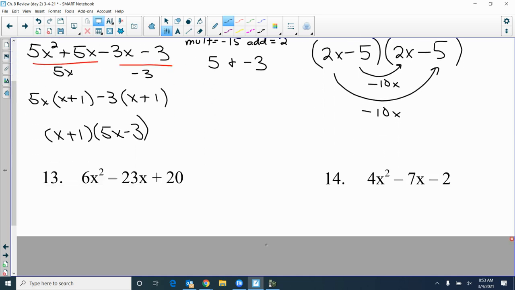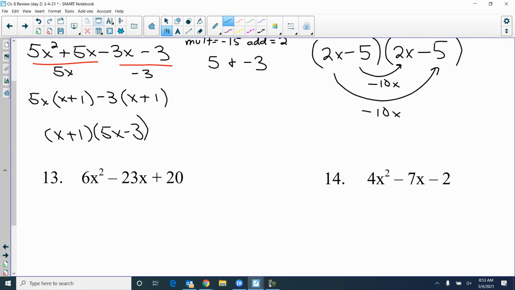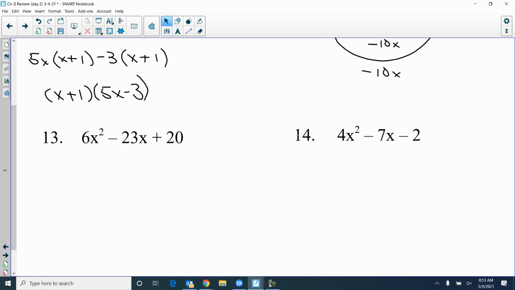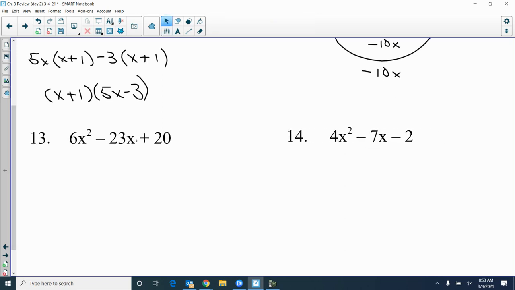So for 13, is 6x squared a perfect square? No. Is 20? No. So what do you got? You got to multiply the first and the last. All right, you try and do 13 and 14 if you haven't already done so. There's just like number 11 and 12. Multiply the first and the last. You do need to multiply, and then see what you come up with. And in this case, if you get done, test it. So you should absolutely know whether you're right or if you need to go back and maybe fix it after you get an answer.